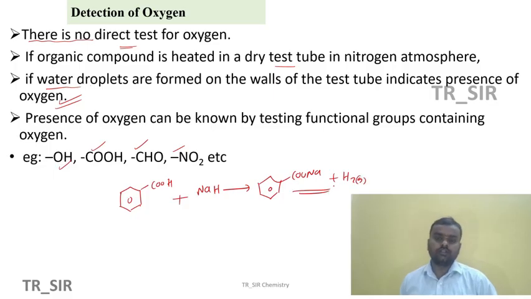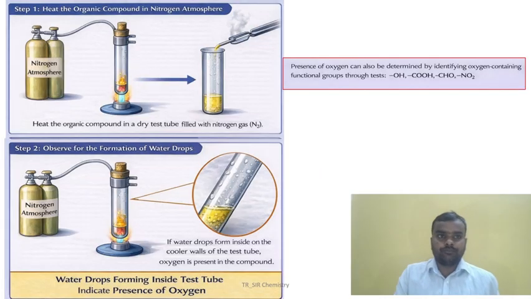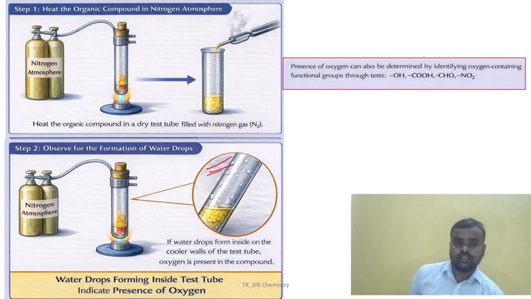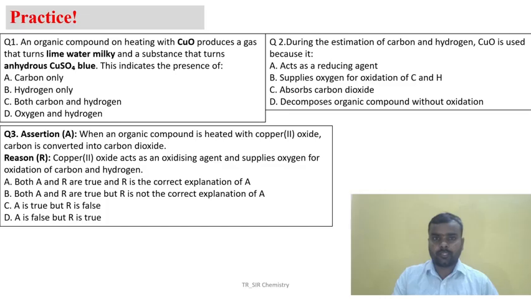That confirms that oxygen is present; it will become acid. Like this, you can see here, heat the organic compound in an open atmosphere, in the presence of nitrogen. You can see bubbles forming. These bubbles indicate that oxygen is present in the given organic compound. If water drops form inside the test tube, then oxygen is present. If not formed, then there is no oxygen present.